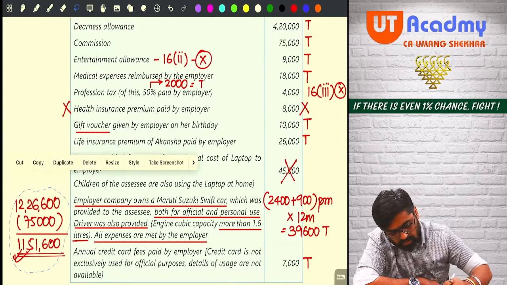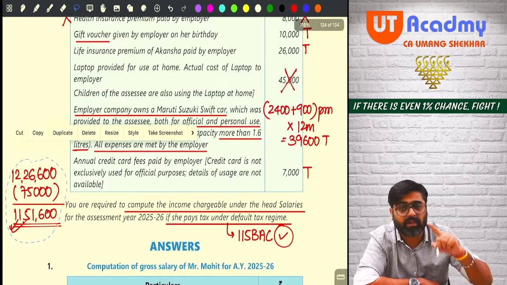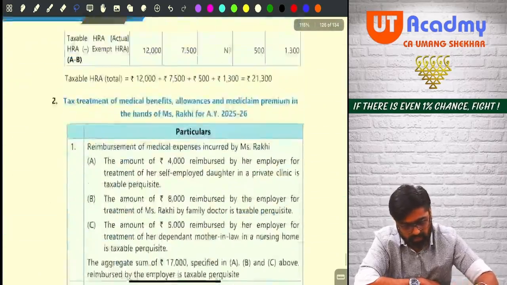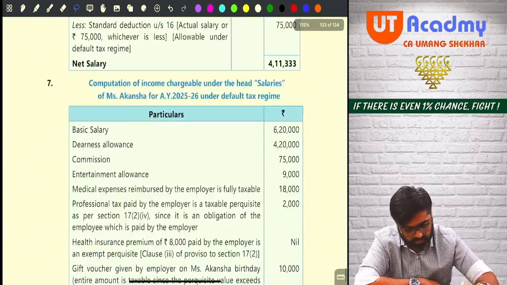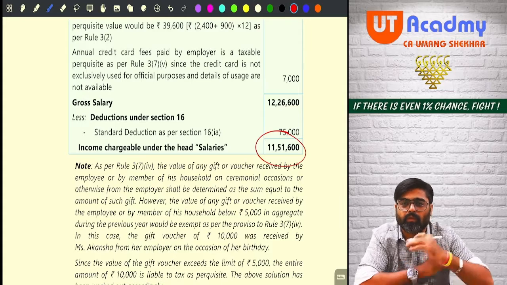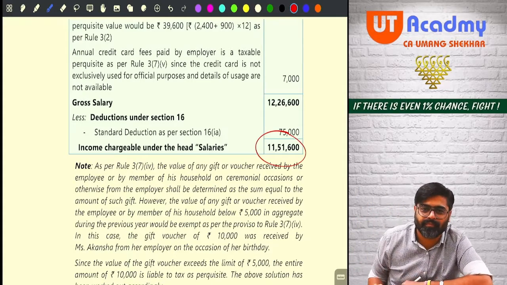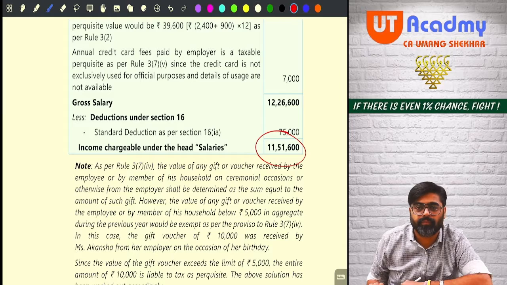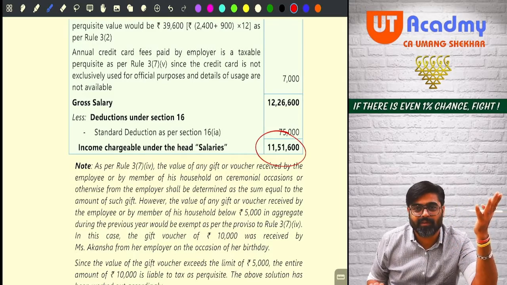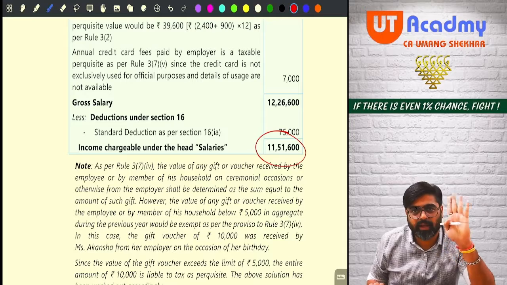In your textbook, in your solutions, please check the final answer. If the final answer is this much, please check. I will show you. 11,51,600. Did you all get this? Now you just have to present the answer. That's it. Will you be able to do it? And one more way you are going to do. If not following 115BAC, shifting out, then where are the changes? I have already explained. Tomorrow you are going to give me that answer also.